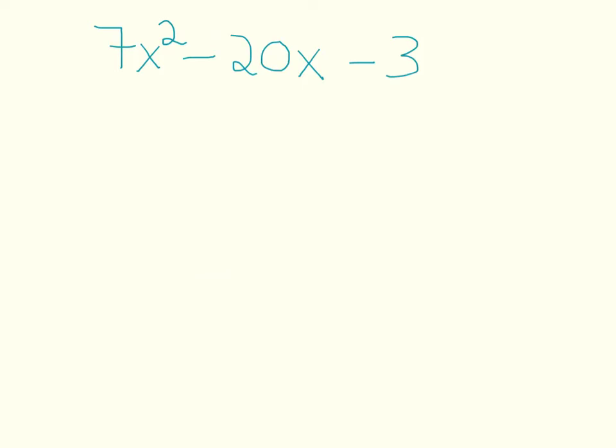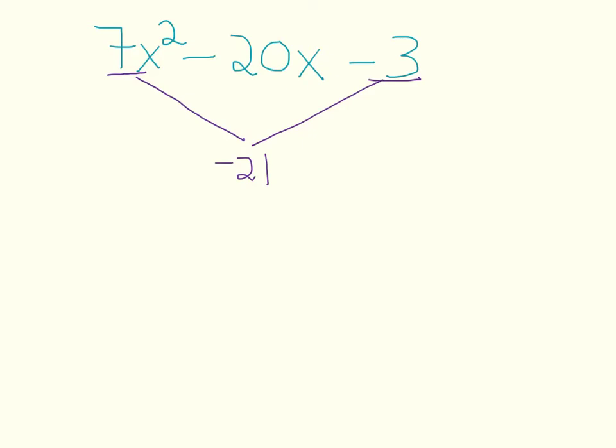Alright, moving on to example 2, 7x squared minus 20x minus 3. Let's follow the same steps. Step number 1, multiply A times C. So 7, and we're just dealing with the coefficients, 7 times a negative 3 is a negative 21. Now I need the factors of negative 21 that add up to negative 20.